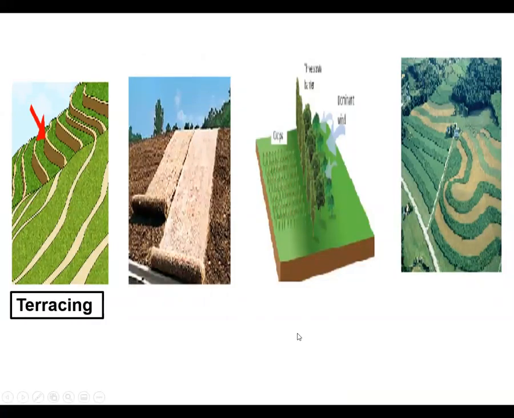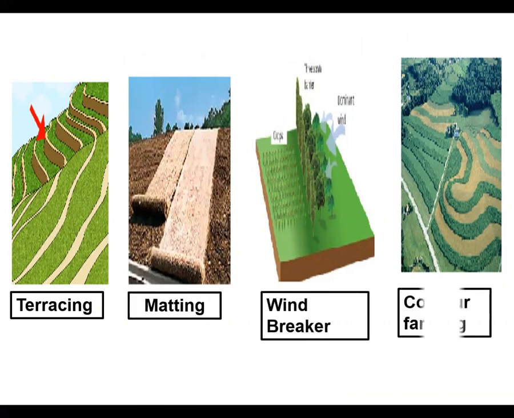Now we have terracing, matting, windbreaker, and contour farming. I need you to remember the pictures. This is windbreaker. When the wind blows from this direction, from the east, the trees break the wind, and when it reaches the area on the west where the crops are, the wind is no longer that strong, so the crops will not be ruined by the wind and the soil will not be eroded too. So these are called windbreakers here.